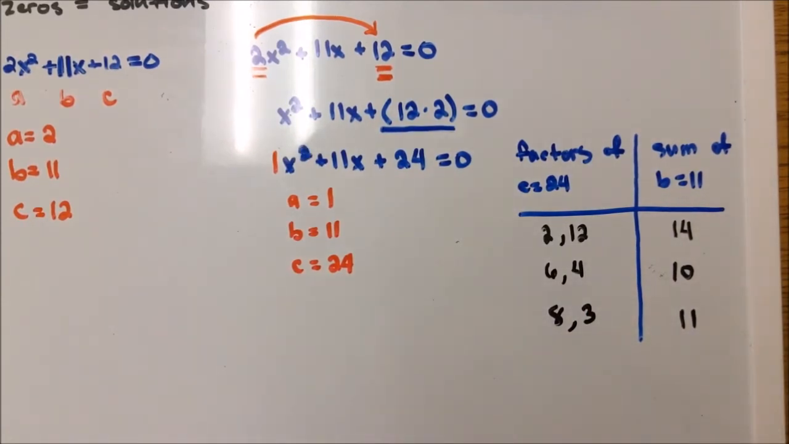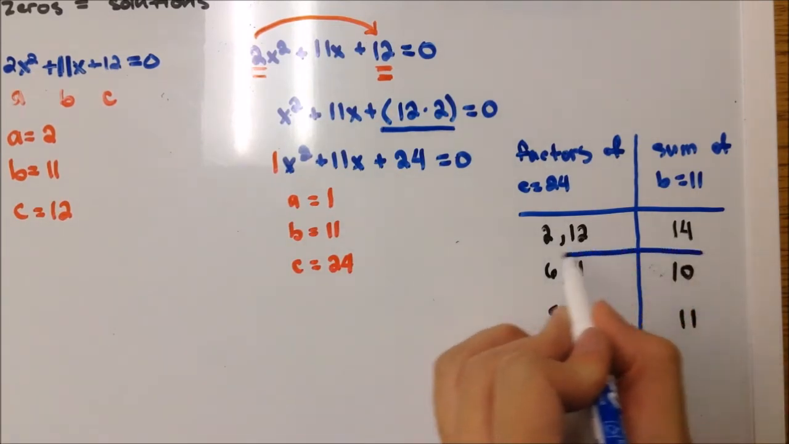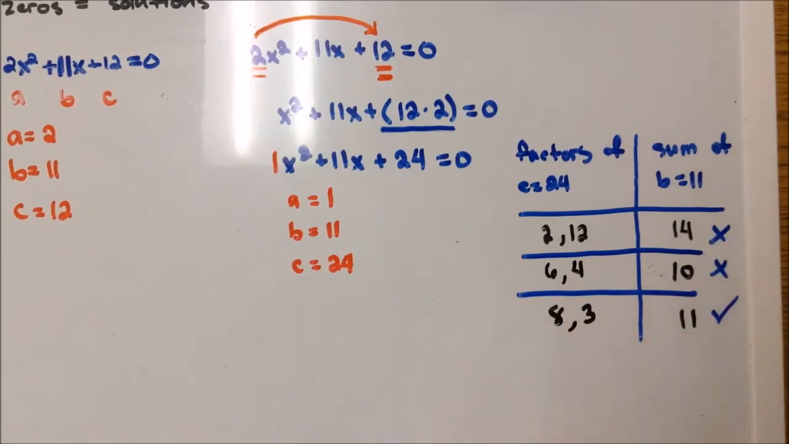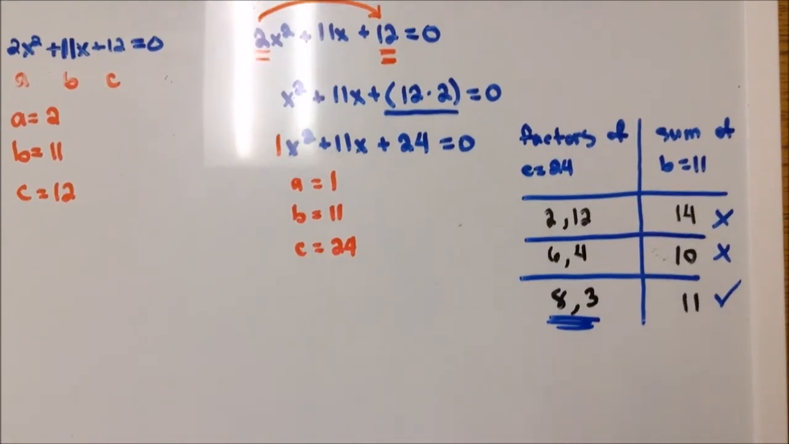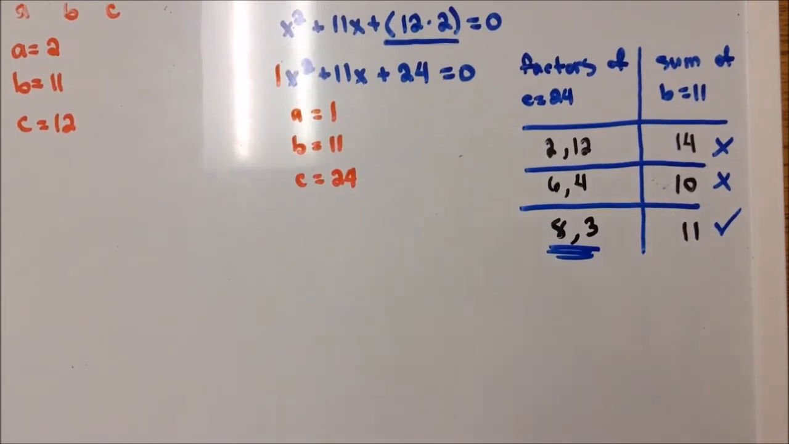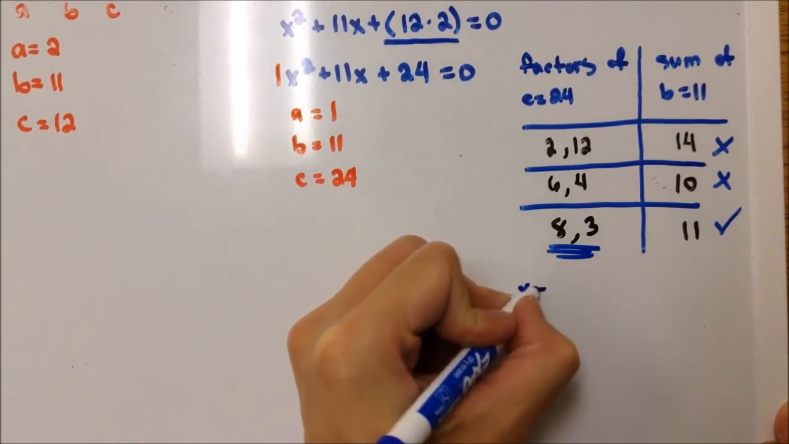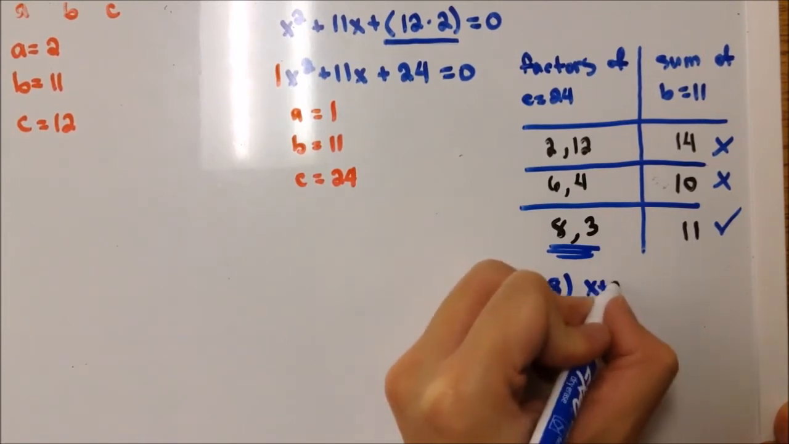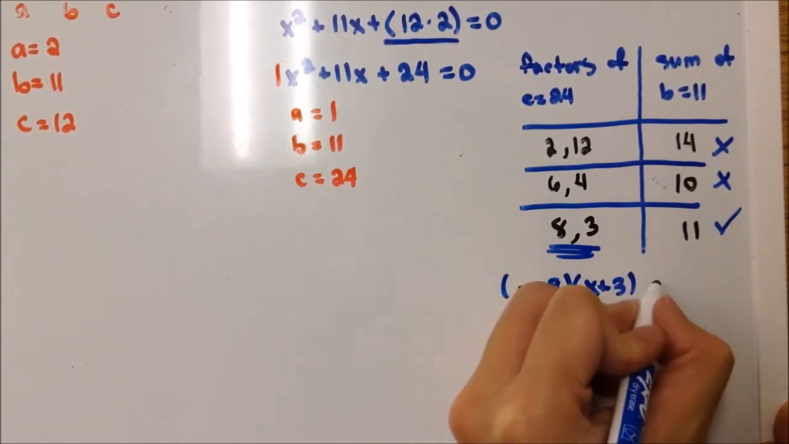Alright, now we found our pair of factors. So let me organize this table. The first two we're not going to use, but this one we're going to use, so these two factors right here. Alright, so we factor using the t-chart, and we're going to use these two factors here. So x plus 8 and x plus 3 equals 0.